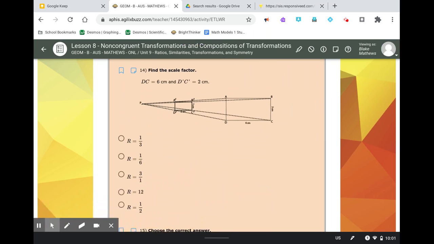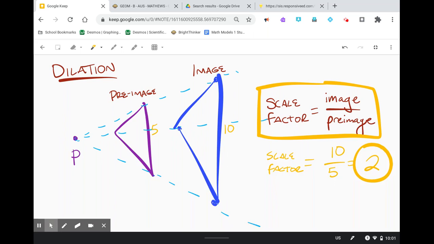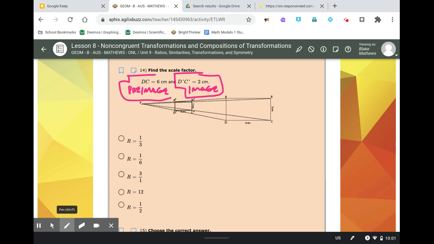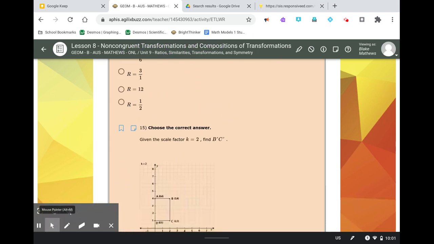So multiply pre-image times scale factor to find the measurement. Now, what about finding the scale factor? Well, I went over that over here. To find the scale factor, you divide the length of the image and the pre-image. So image divided by pre-image. Oops, sorry about that, I did that backwards. Here you have pre-image, and here you have image. So that's your image, that's your pre-image, and then you divide those according to the notes to find the measurement of the scale factor.